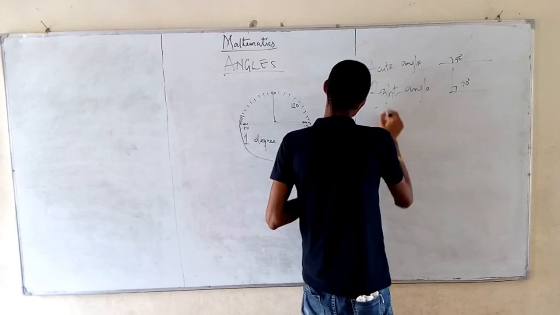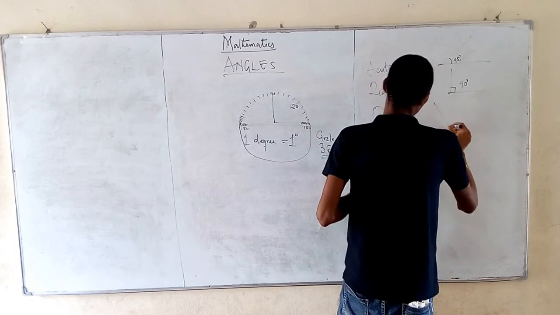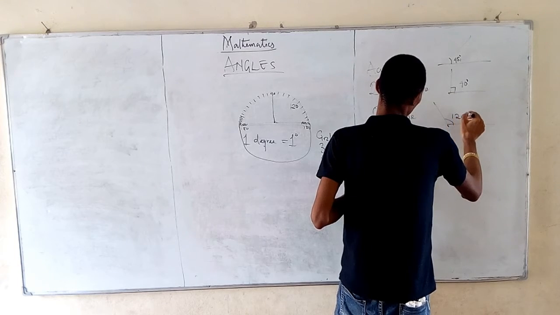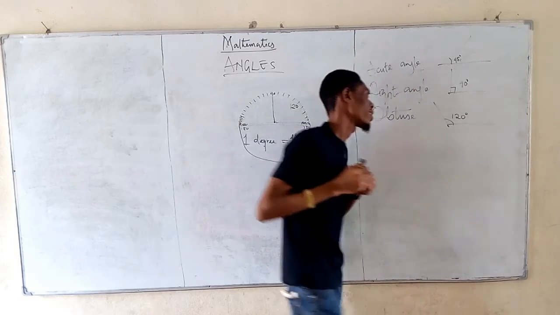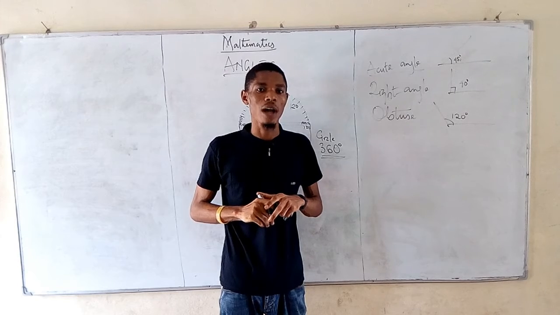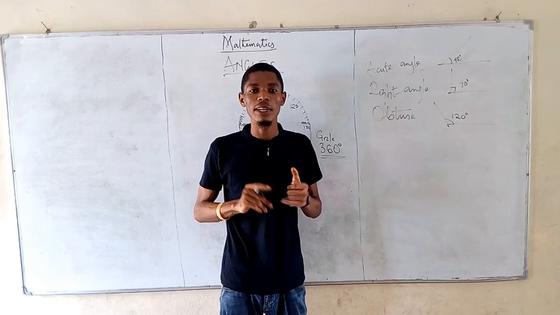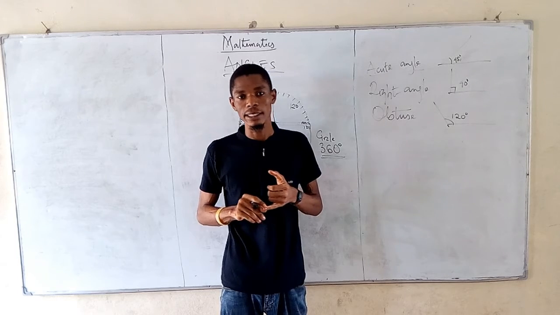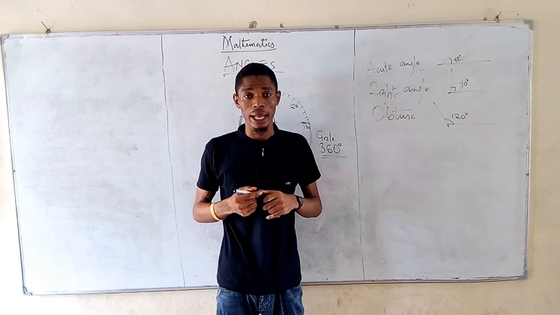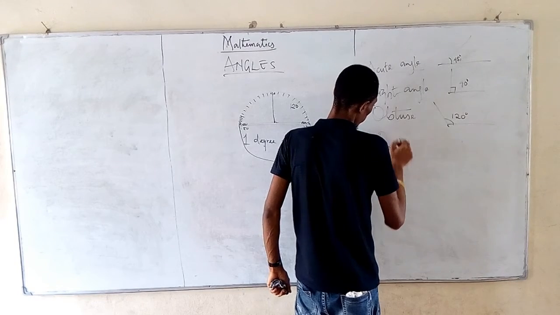And the next one we're looking at is the obtuse angle. Obtuse angles are angles that are more than 90 degrees but less than 180 degrees. Okay? They are more than 90 but less than 180 degrees. The next one we're looking at is the reflex angle.